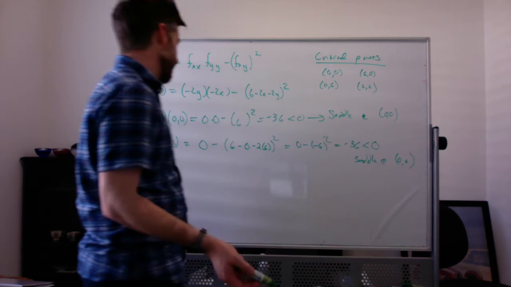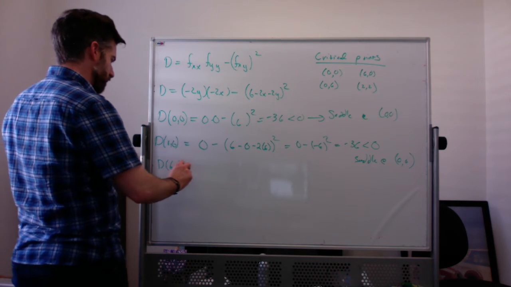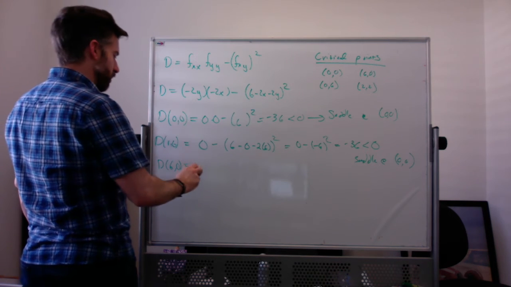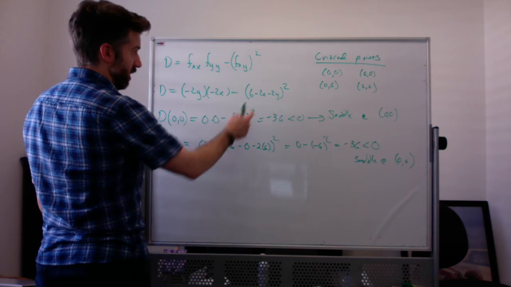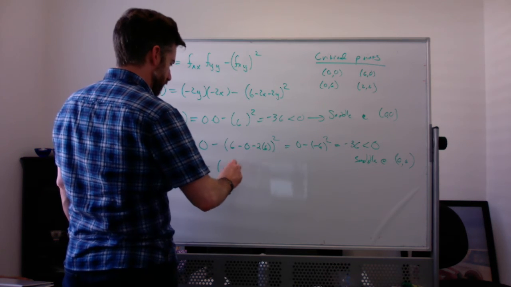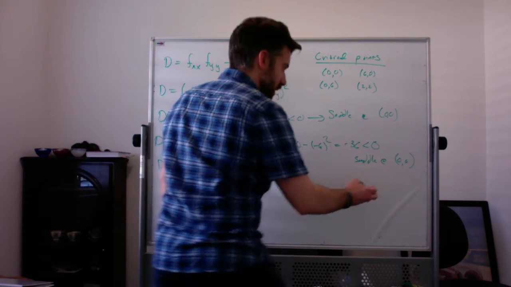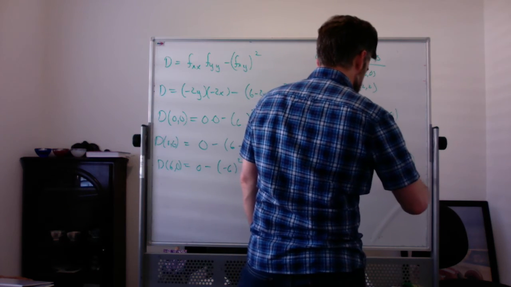I think we're going to get the same thing at 6, 0. D of 6, 0 is going to be plugging in 6 and 0. Yep, we're going to get 0 there. Plugging 6 for x, we're going to get 6 minus 12, which is negative 6, minus 0. So yeah, we get 0 minus negative 6 squared. So we also have a saddle at 6, 0.